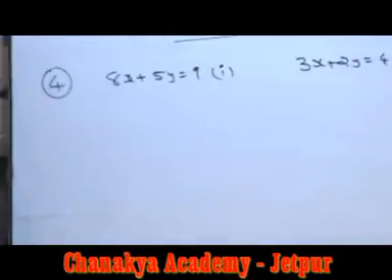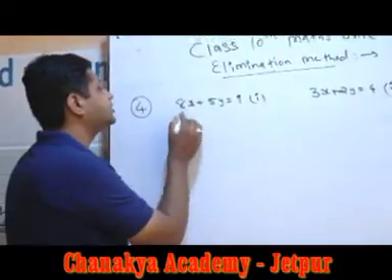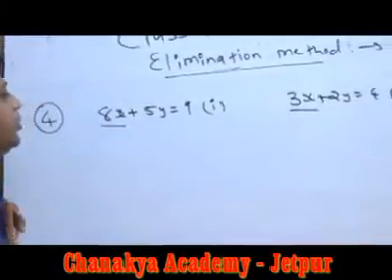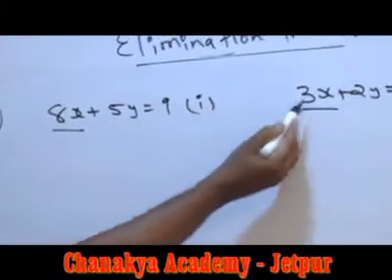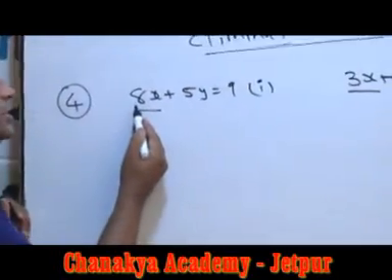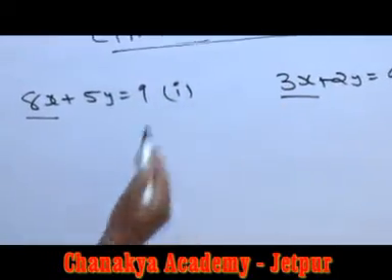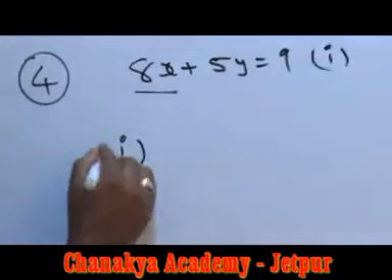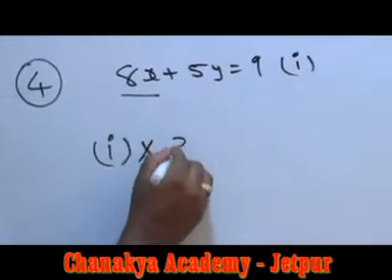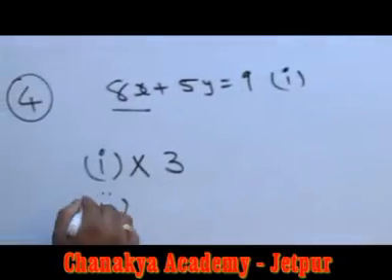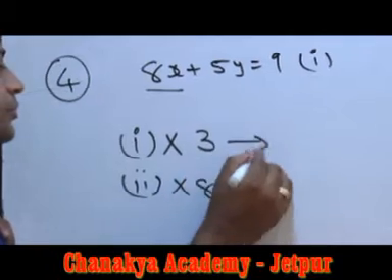Now, first we have to underline the terms containing x from both the equations. Okay, here 8x, here 3x. Here coefficient of x is 8, here coefficient of x is 3. Okay, equation 1 should be multiplied with 3. Equation 2 should be multiplied with 8.